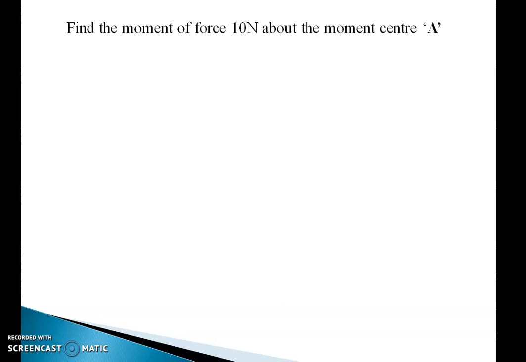moment, and also we know the unit of moment is nothing but Newton meter. By solving these particular problems, you'll get much more familiarized with the concept of moments. Okay, now we'll take a problem.